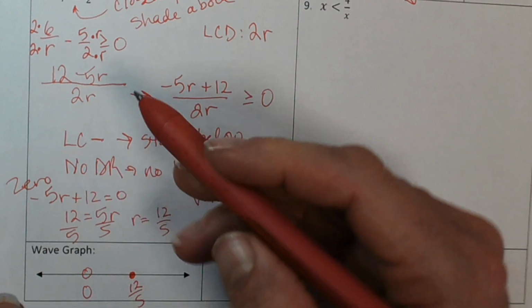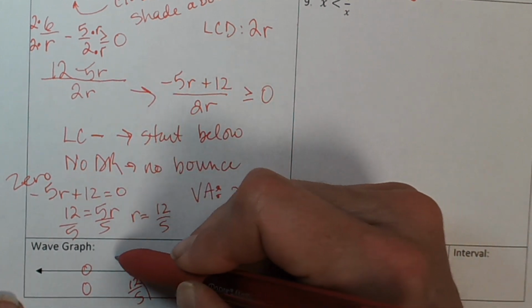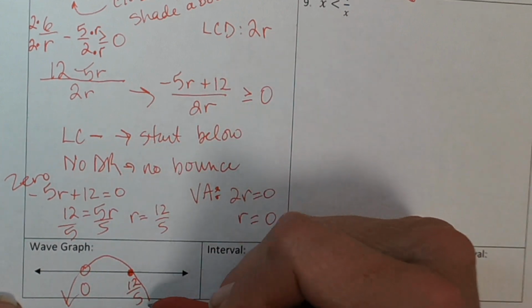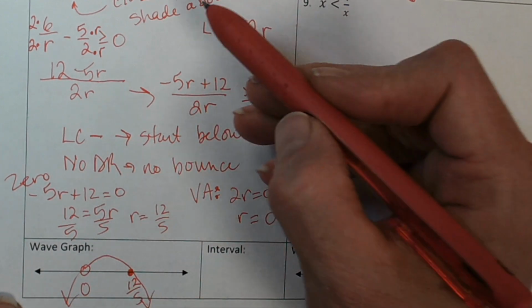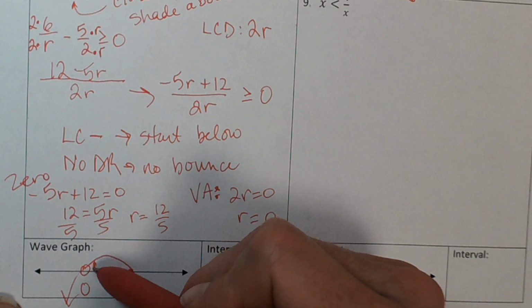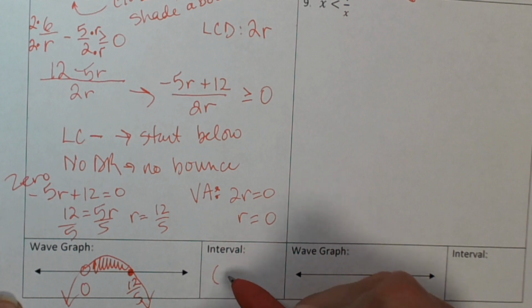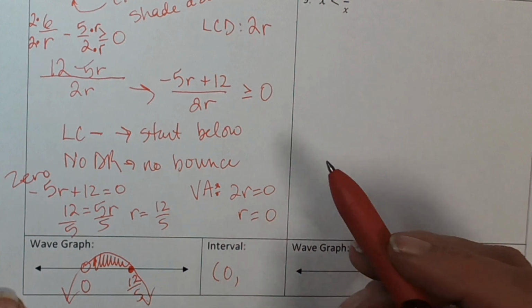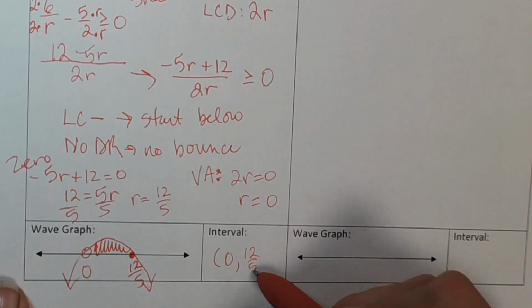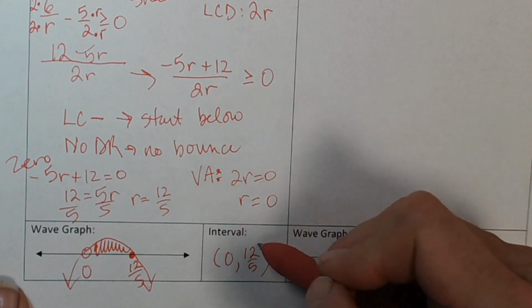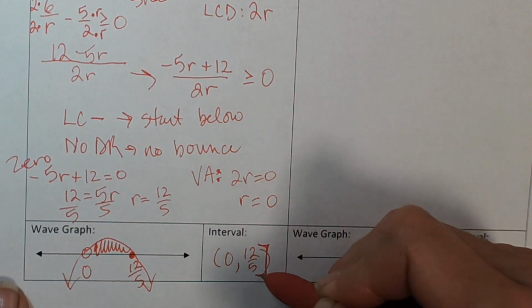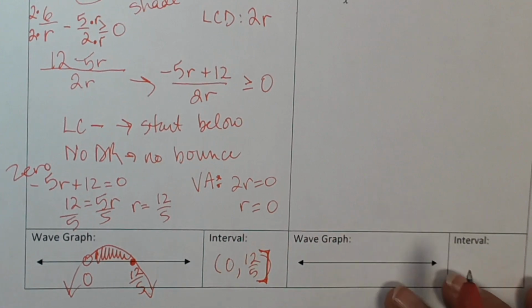We have a negative, so we start below, and then we go up and we go back down. Now, we're looking for when it's shaded above, when it's above the line, so I'm going to shade there. So my interval, we start at an open 0, so that's parentheses 0, and we go to 12 over 5. Oops, sorry, that should be a bracket. My bad. It's a closed point, so it needs a bracket.